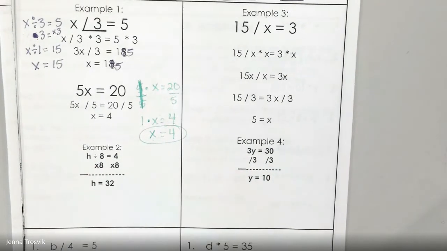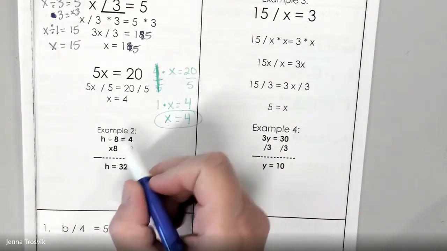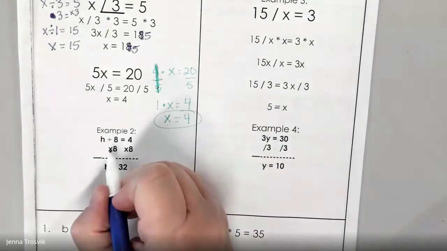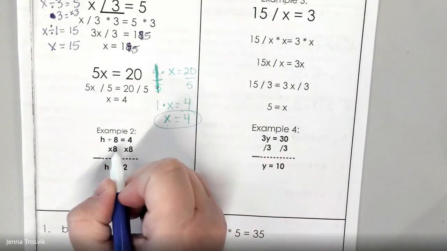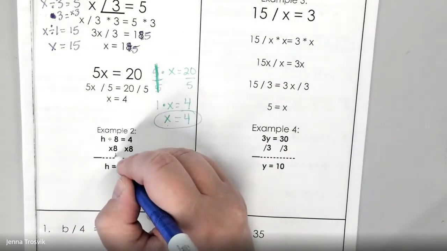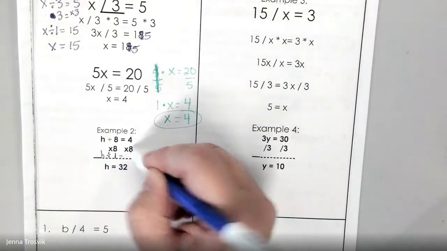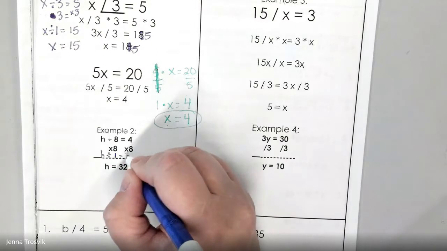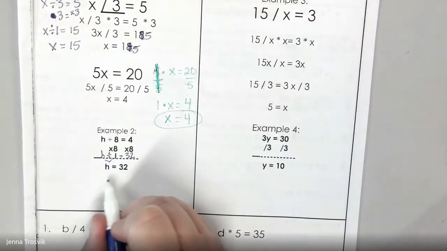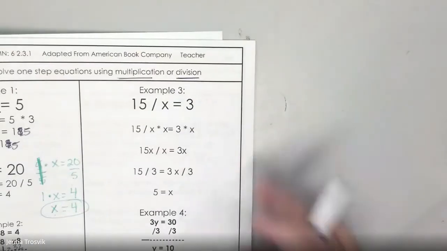H divided by 8 equals 4. We're going to do the opposite of divide and we multiply. As you can see, they took 8 times 8, 4 times 8. And remember, if we multiply by 8 and we divide it by 8, this actually just cancels itself out and turns into 1. So we have h divided by 1 equals 4 times 8, and 4 times 8 equals 32. H divided by 1 also equals h. So h equals 32.